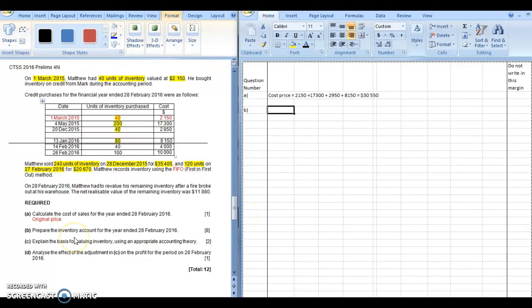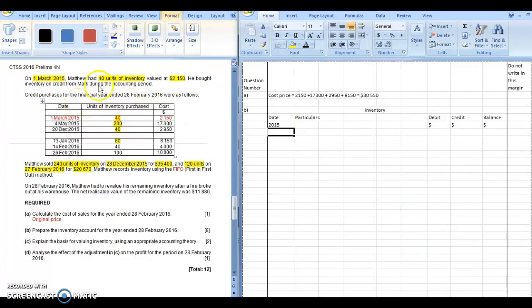In part B, they ask you to prepare the inventory account for the year ended 28 February 2016. So here, whenever you see the word prepare an account, the word account here, it means that you are to prepare a ledger account. So you need to have the debit, credit, and the balance columns. Don't forget your dates and particulars as well. So the financial year starts on 1st of March 2015, ends on 28th February 2016.